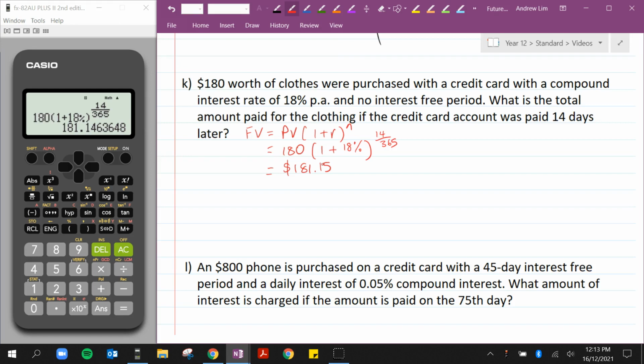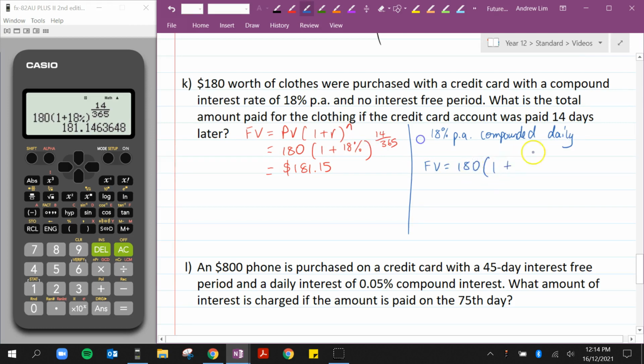Now the working out will be different if the question said that it's 18% per annum compounded daily, because then we have to divide this by 365. So maybe I'll just show you that over here. If the question said 18% per annum compounded daily, then this is the working out. Future value is equal to 180 times 1 plus 18% divided by 365. Now that's percent per day for 14 days. And that's it. Okay, because now they're the same units.